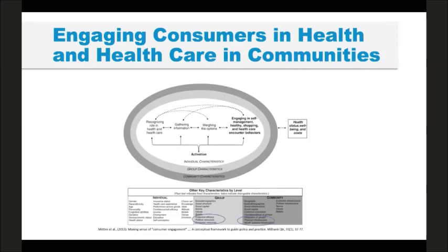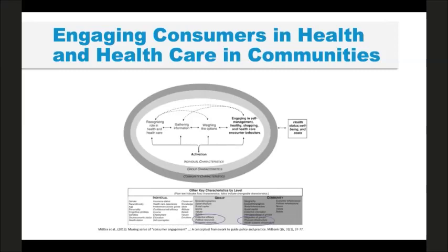As you can see here, the oval shape includes some key elements of the individual, as in how they recognize their role in their own health and where they stand in their healthcare, how they gather information and weigh options, and finally, how they engage in a healthy behavior. But as you can see, these individual characteristics are encapsulated in group characteristics and community characteristics, which include a number of social determinants of health. And you can find these listed under the other key characteristics by level box.